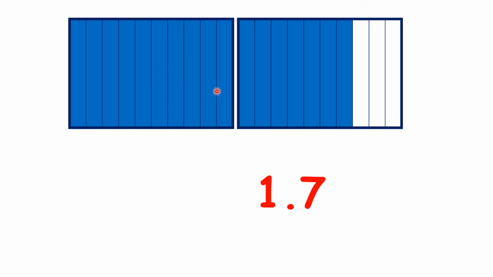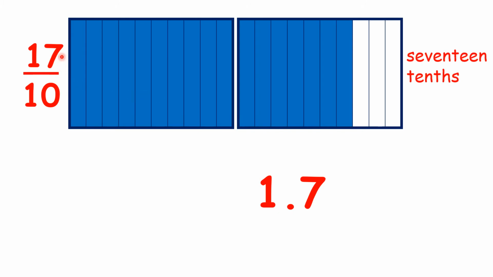There's another way of thinking about 1 and 7 tenths, or 1.7. You can see here that I've divided my whole rectangle into tenths as well. So in this rectangle I have 10 tenths, and in this one I have 7 tenths. So altogether I have 17 tenths.